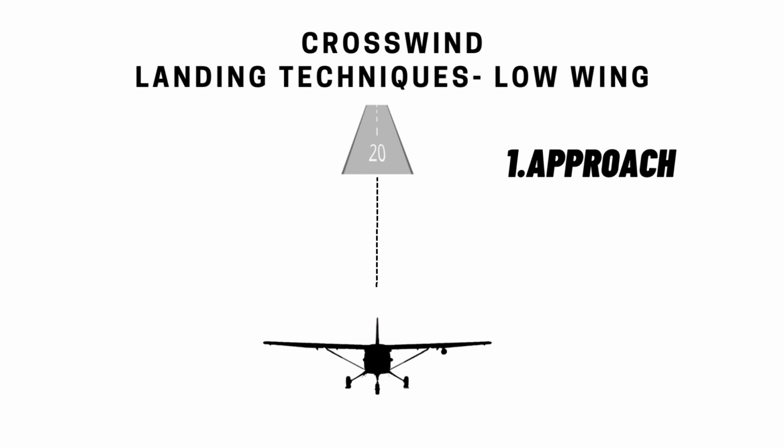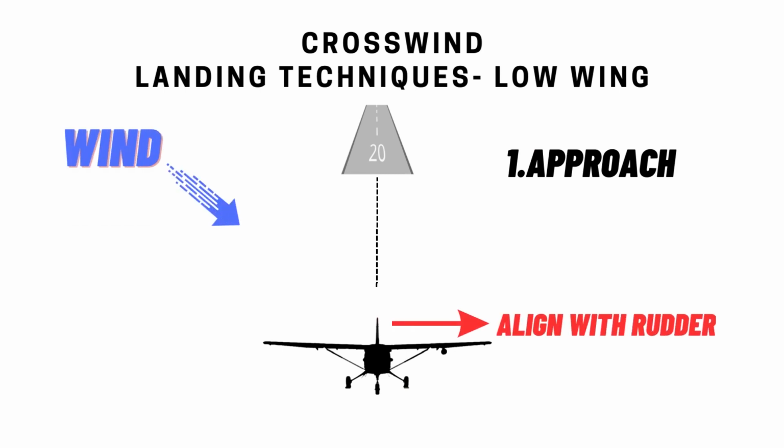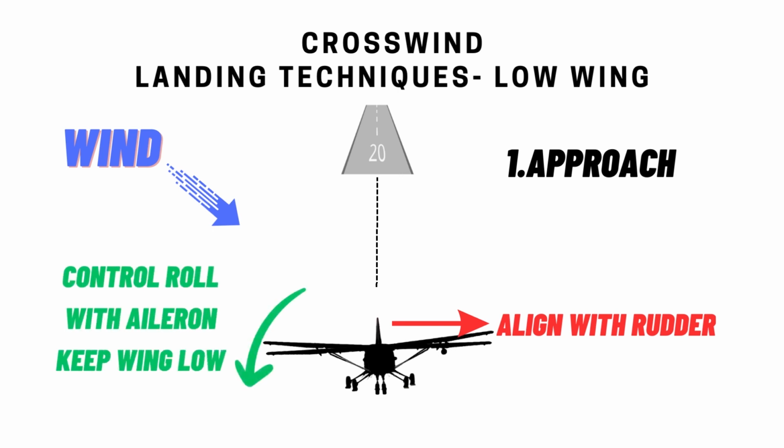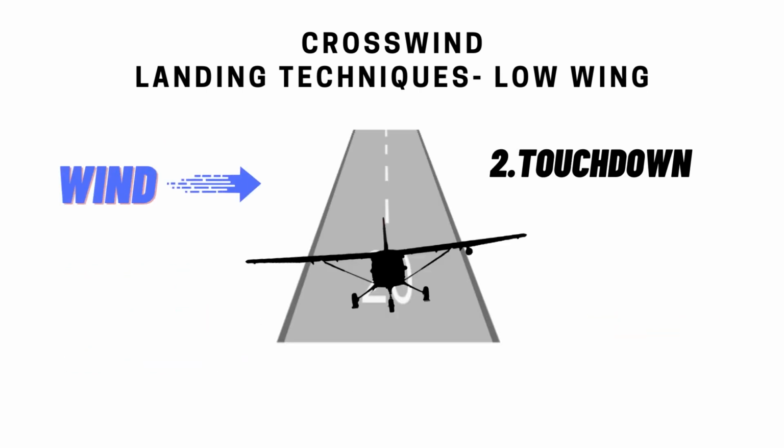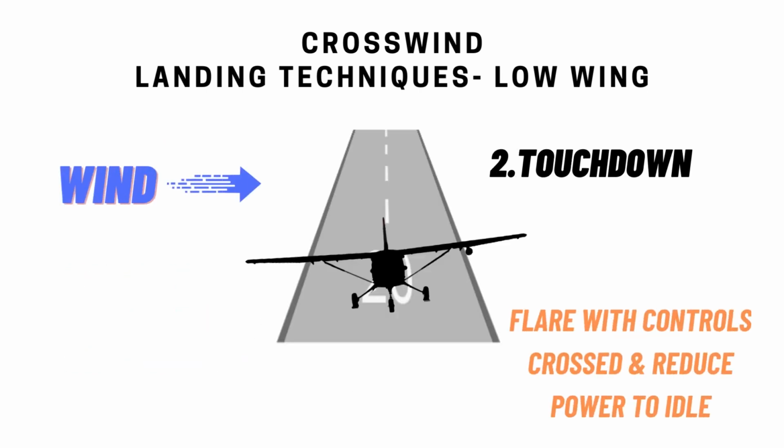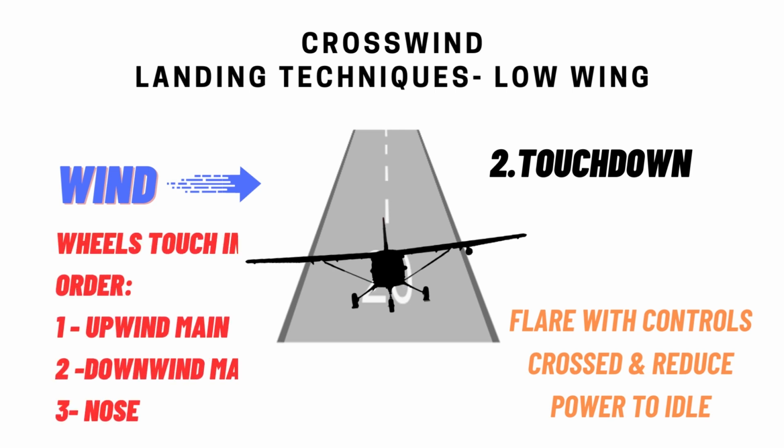First of all, there is the approach, and that is when you begin two distinct phases: align with the rudder, and then use aileron to control that out and leave that upwind wing a little low. Then you maintain that all the way through until the touchdown. At the touchdown, you want to flare with the controls still crossed, bring the power to idle, and then carefully make sure that the wheels touch in the correct order. That order is the upwind main first, downwind main, then the nose.